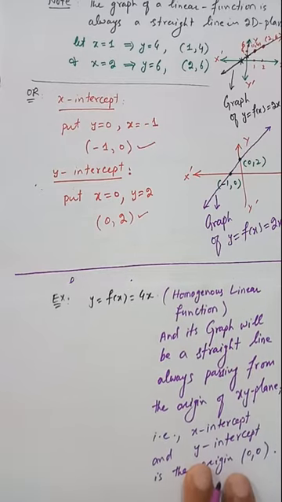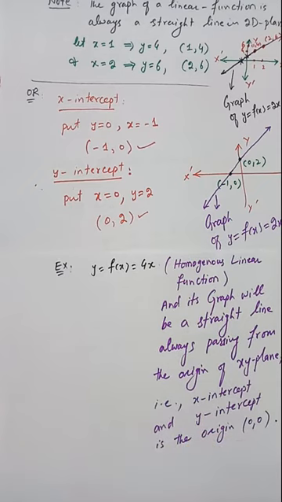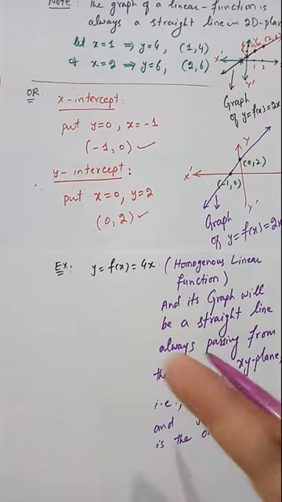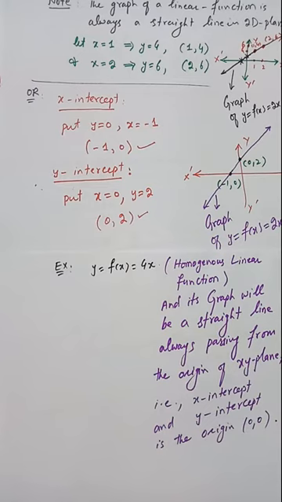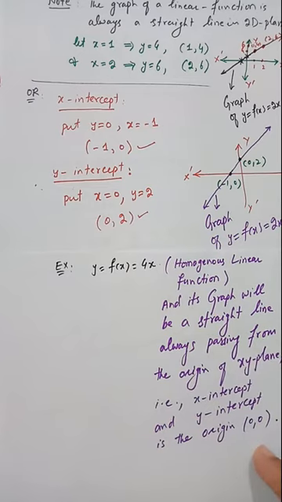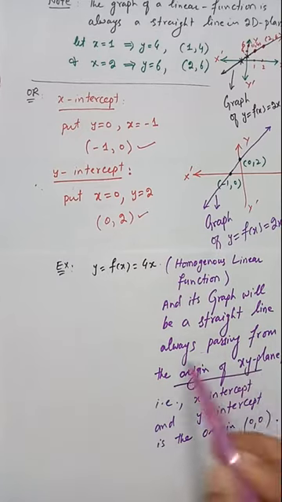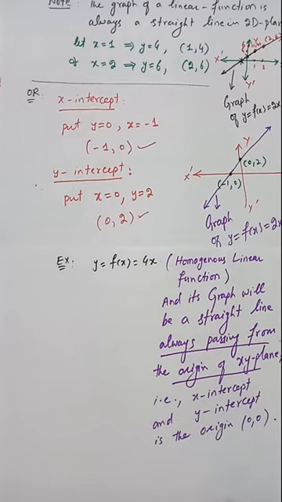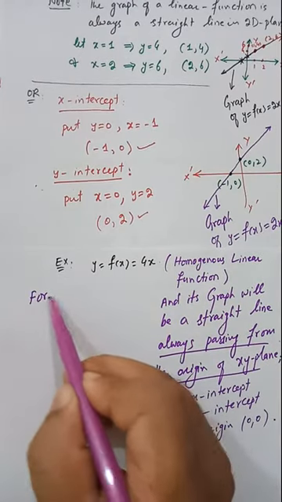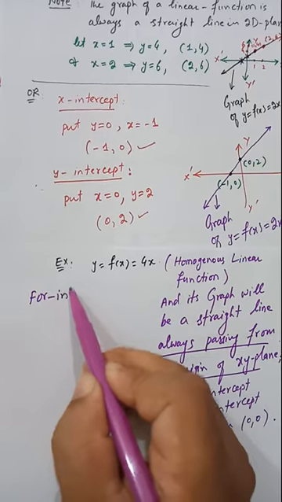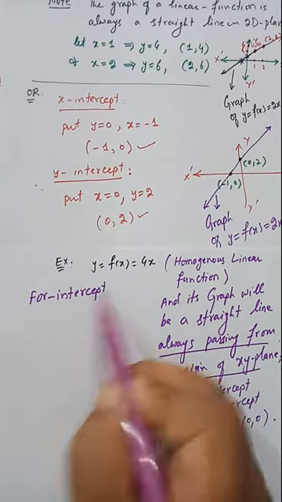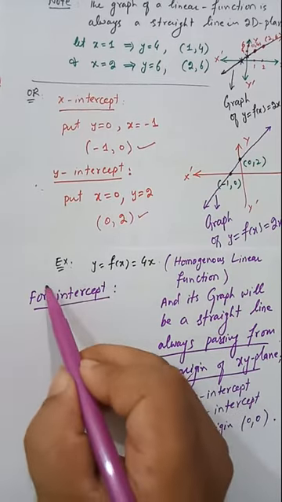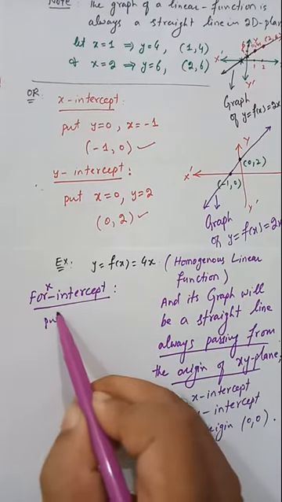So in this case you don't need to find the x-intercept and y-intercept to draw the graph of this homogeneous linear function, because it is obvious that if it is a homogeneous linear function, the x-intercept and y-intercept will be the origin, meaning the straight line will always pass through the origin. This is an important point, but I am just doing it for your understanding. For the x-intercept, put y equal to 0.